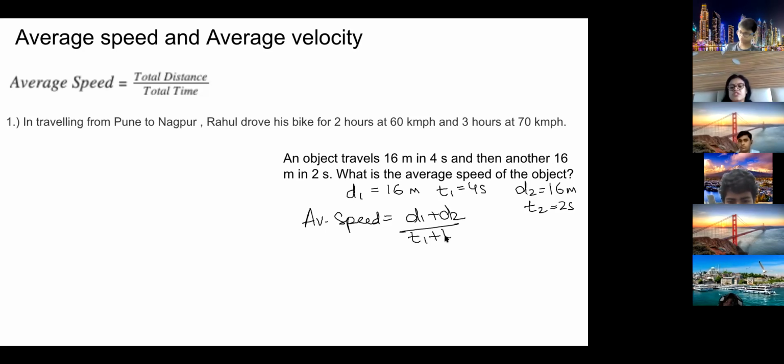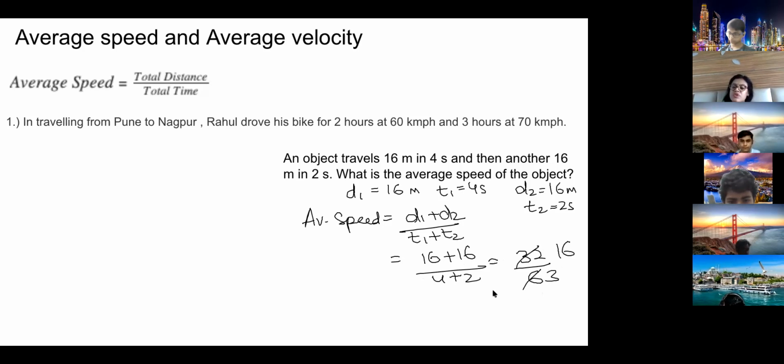Here speed is not given, here distance is given. So 16 plus 16 upon 4 plus 2 is equal to 32 upon 6. 2 3s are 6, 2 1s are 2, 6 are 12. So 16 by 3 is how much? 3 5s are 15. 5.3333. And what will be the unit? Meter per second. So this is the answer. Those who have not got it, please note down.